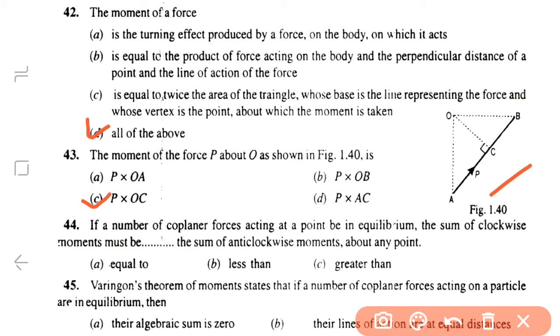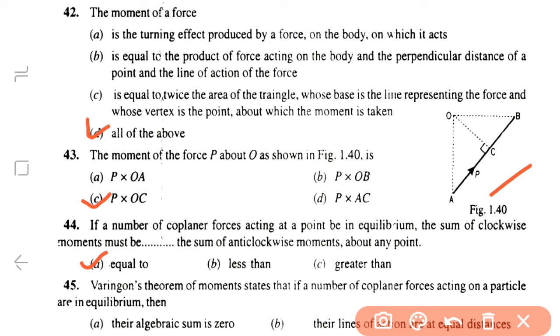Okay. Now friends next is, if a number of coplanar forces acting at a point be in equilibrium, the sum of clockwise moments must be dash the sum of anti-clockwise moments about any points. Here friends these are the options, and here option A, that is equal to, is the correct answer for this question.